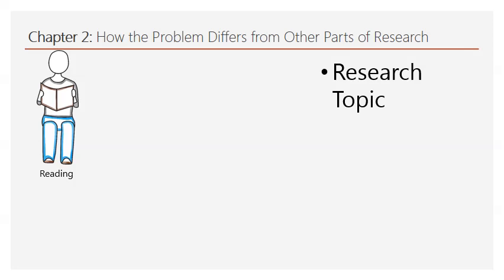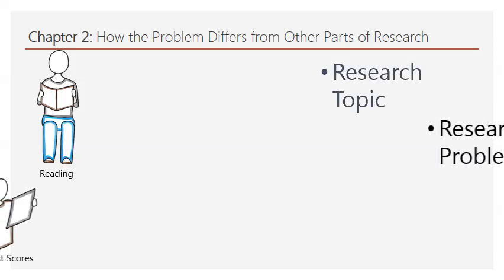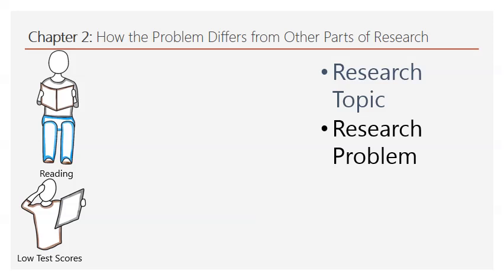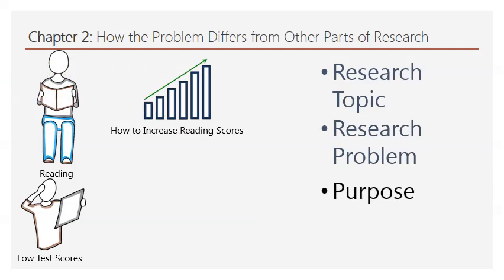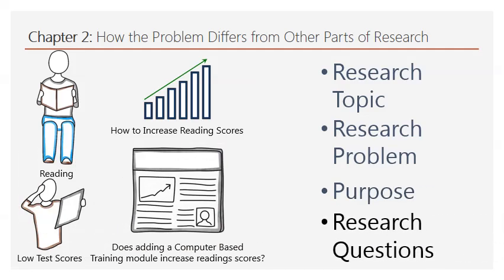So let's take the research topic. It's very broad subject matter addressed by the study. The research problem is a general education issue, concern, or controversy addressed in the research that narrows the topic a little bit more. The purpose is the objective of the study used to address the problem. The research questions further narrow the purpose to specific questions that the researcher would like answered as a result of doing the study.